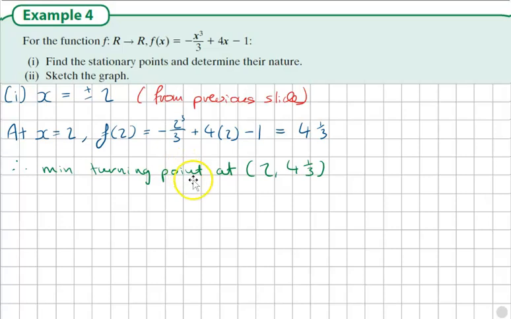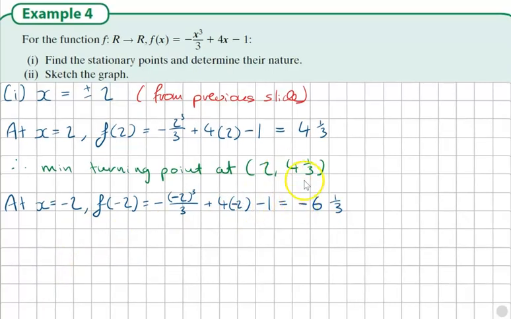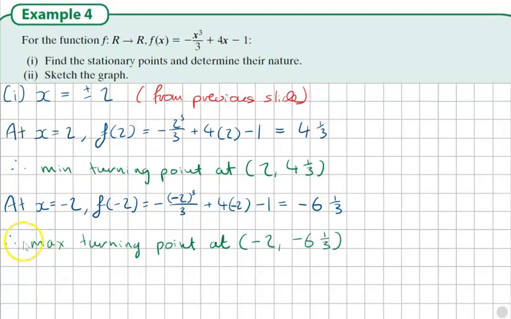Therefore, the minimum turning point is at 2, 4 and a third. So again, we worked out x is equal to plus or minus 2. So now we take the minus 2 and we sub it into the original function. So we're going to work out f of minus 2. So we're replacing both of those x's with minus 2. That should be a minus there. And we end up getting minus 6 and a third. Therefore, max turning point at minus 2, minus 6 and a third.